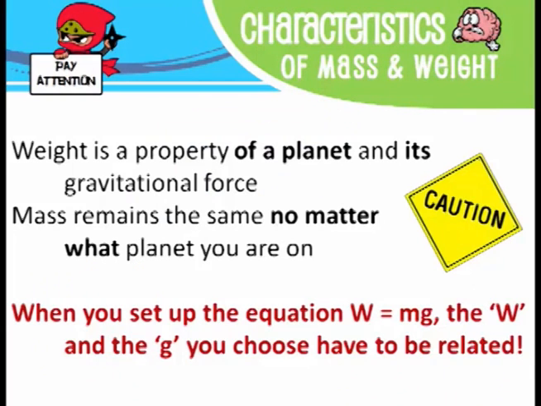Alright, so now I want you guys to try some out on your own. Remember that weight is a property of a planet and its gravitational force. Mass remains the same no matter what planet you're on. So when you set up the equation W equals mg, the W and the g you choose have to be related to each other. For instance, you can't pick the W from Earth, your weight on Earth, and use the gravitational pull on Mars. That makes no sense. Your weight on Earth is determined by the gravitational pull on Earth.